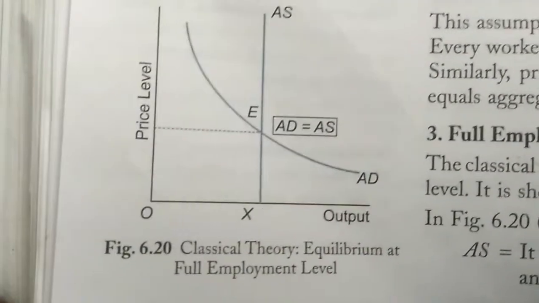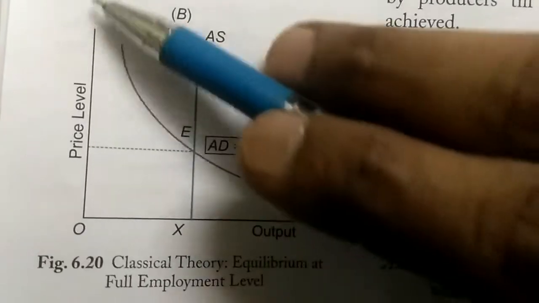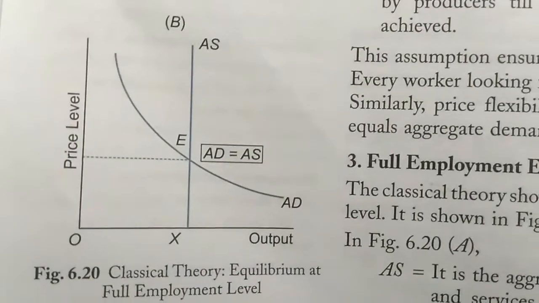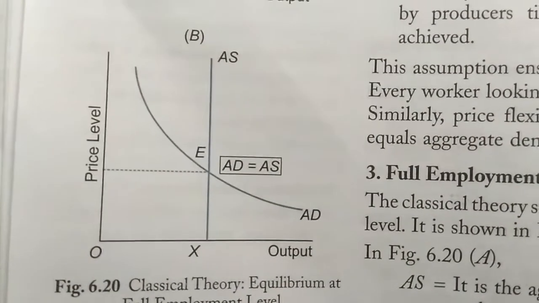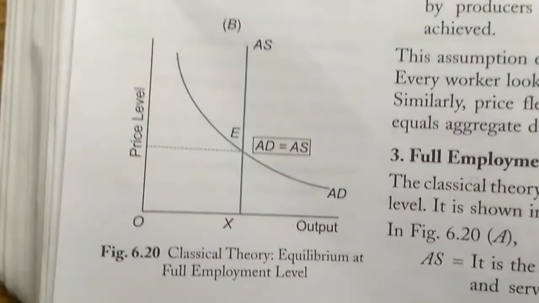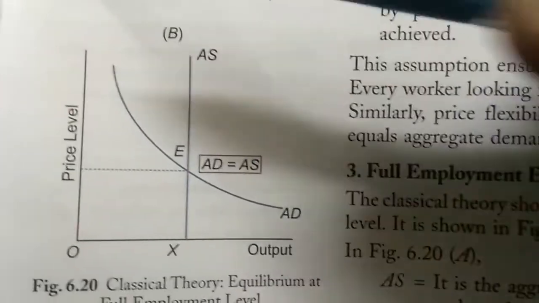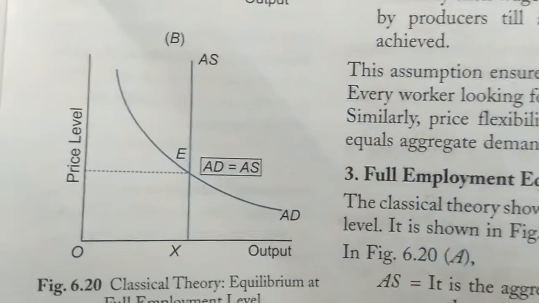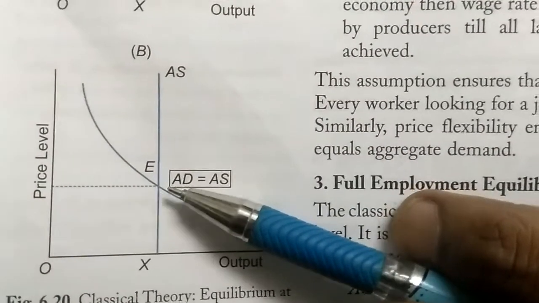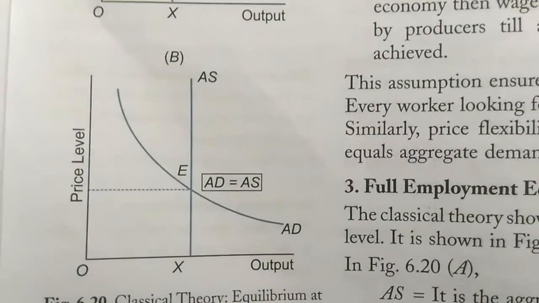It means that changes in the price level will not affect the aggregate supply. Now look at this diagram. AD is the aggregate demand curve. It shows the total demand for goods and services in an economy. It is downward sloping, showing an inverse relationship between price level and the output demanded.